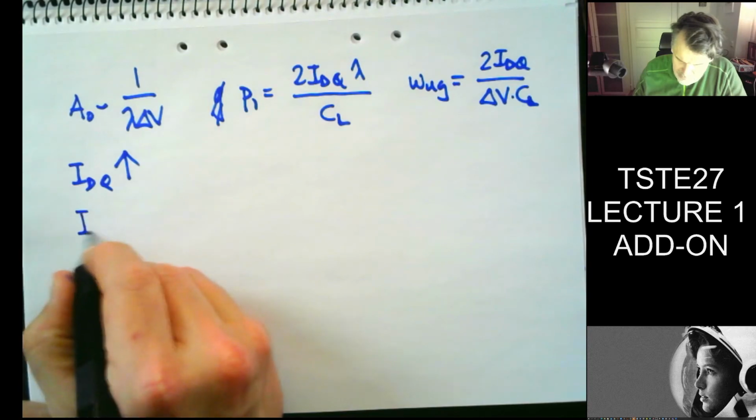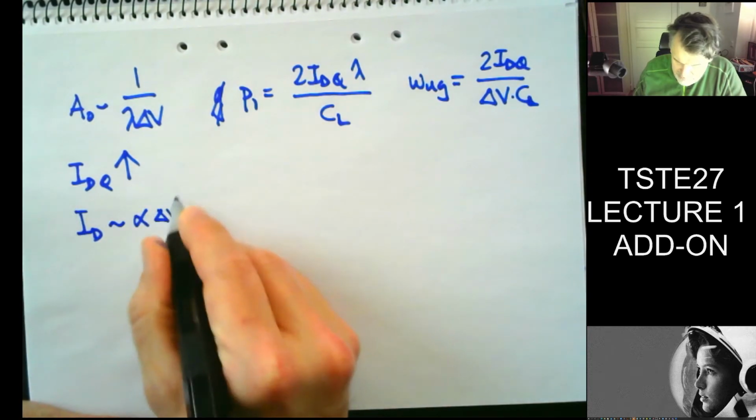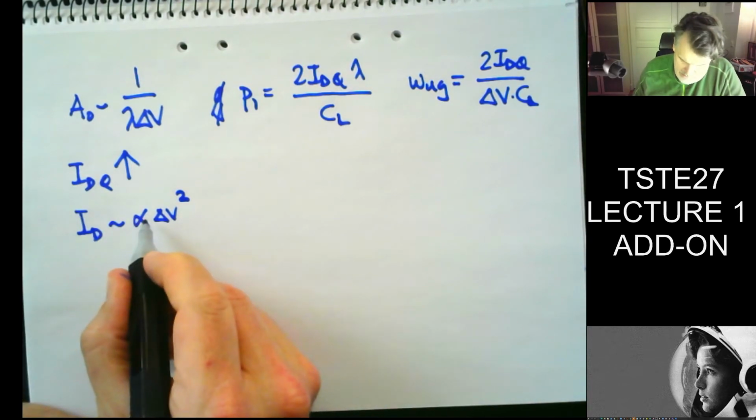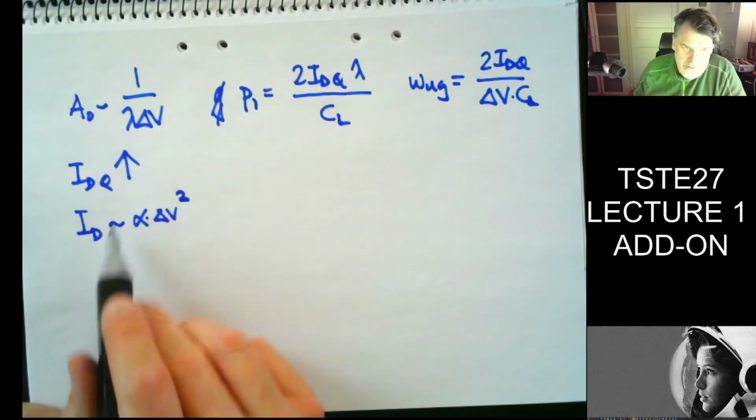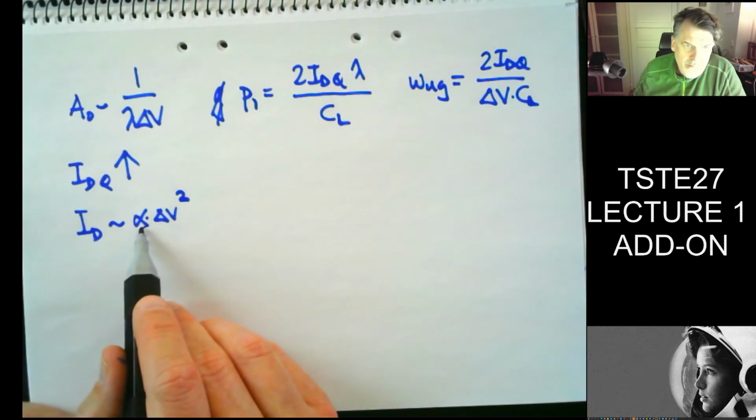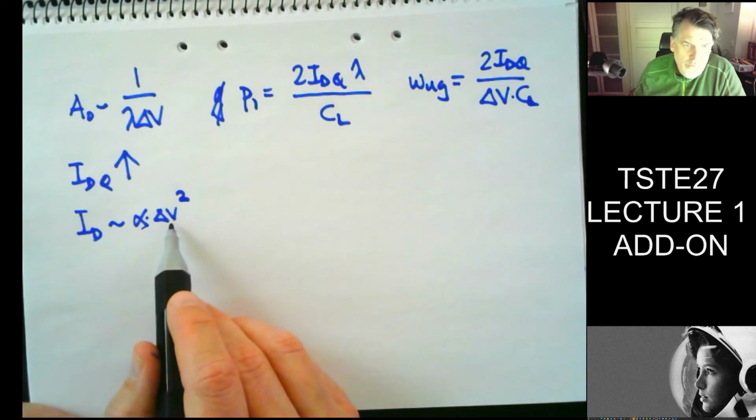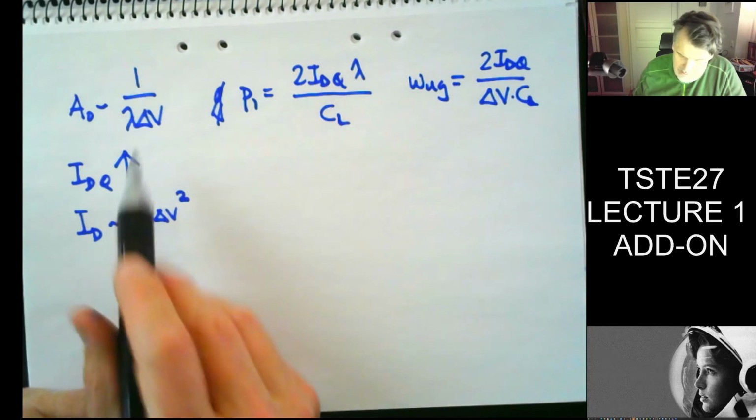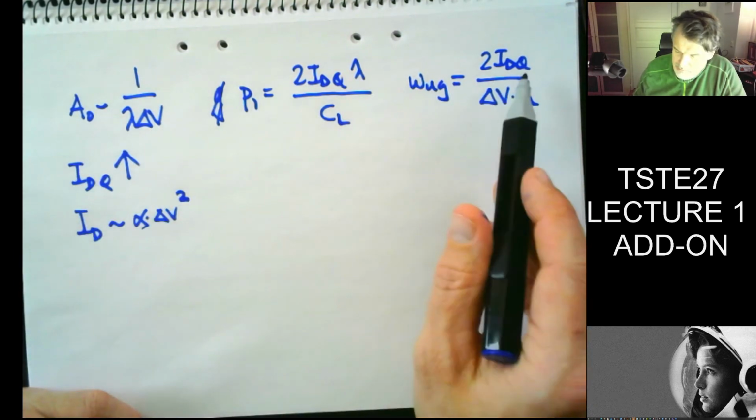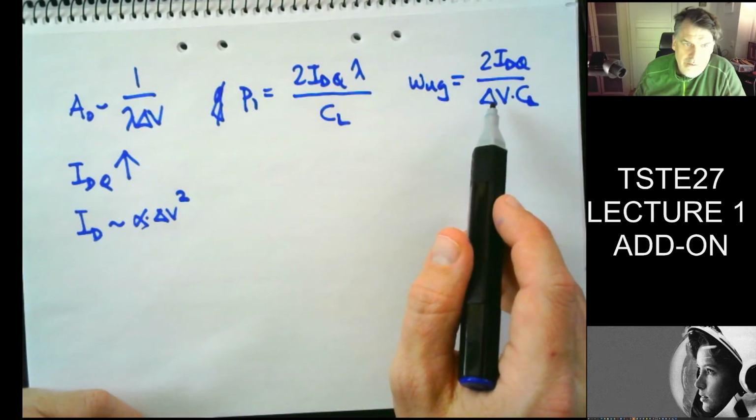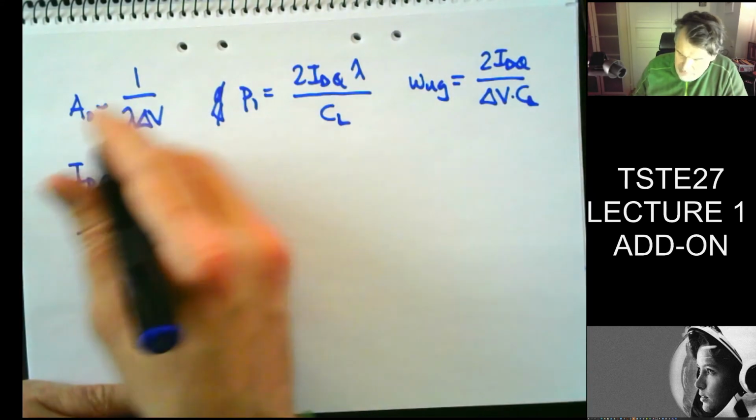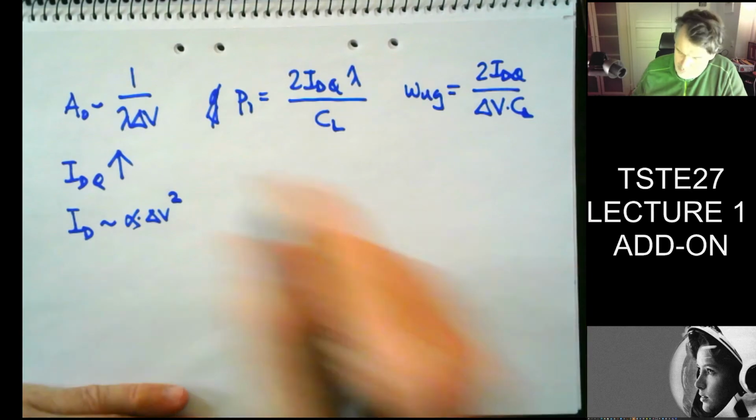I mean, we have, for example, the equation saying that ID is proportional to delta V squared, which means that, if we increase ID, maybe we need to increase the size of the transistor, or we need to increase the delta V. What happens if I increase the delta V? Well, if I increase delta V, gain reduces, and also this term will decrease. So one has to find the trade-off between all these values.